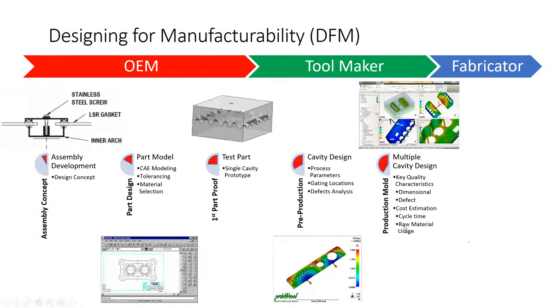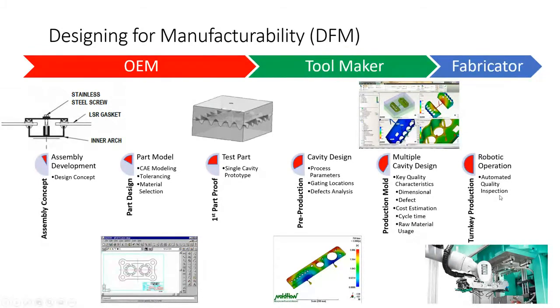Then ultimately, we look at the robotic operation and automating the process. Full automation is always the key for large production systems. Now, when we look at all of these six steps in DFM, we realize that there's a lot of importance that comes from the computer-aided engineering concepts.